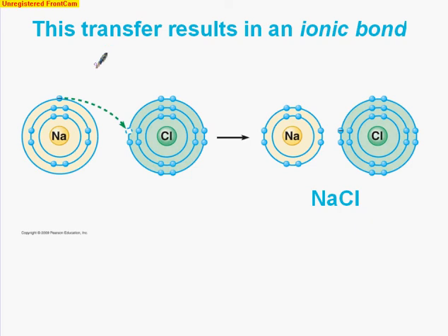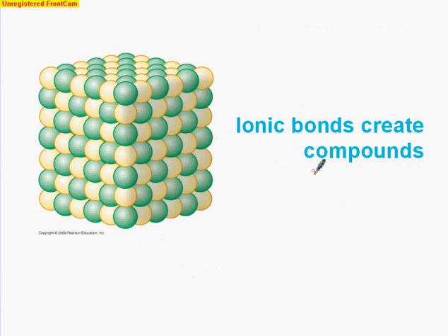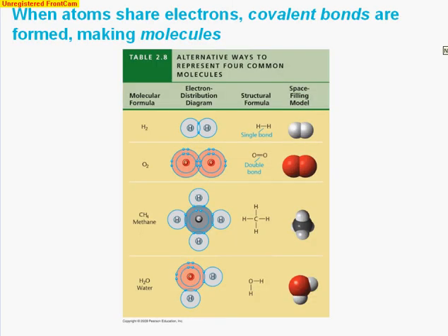So here's my sodium ion, Na+, Cl-, opposites attract, and that is our ionic bond. So ionic bonds form between oppositely charged ions. And ionic bonds result in compounds like NaCl, which you know as regular old salt. When atoms share electrons, covalent bonds are formed, which result in molecules. Atoms that are covalently bonded make molecules.